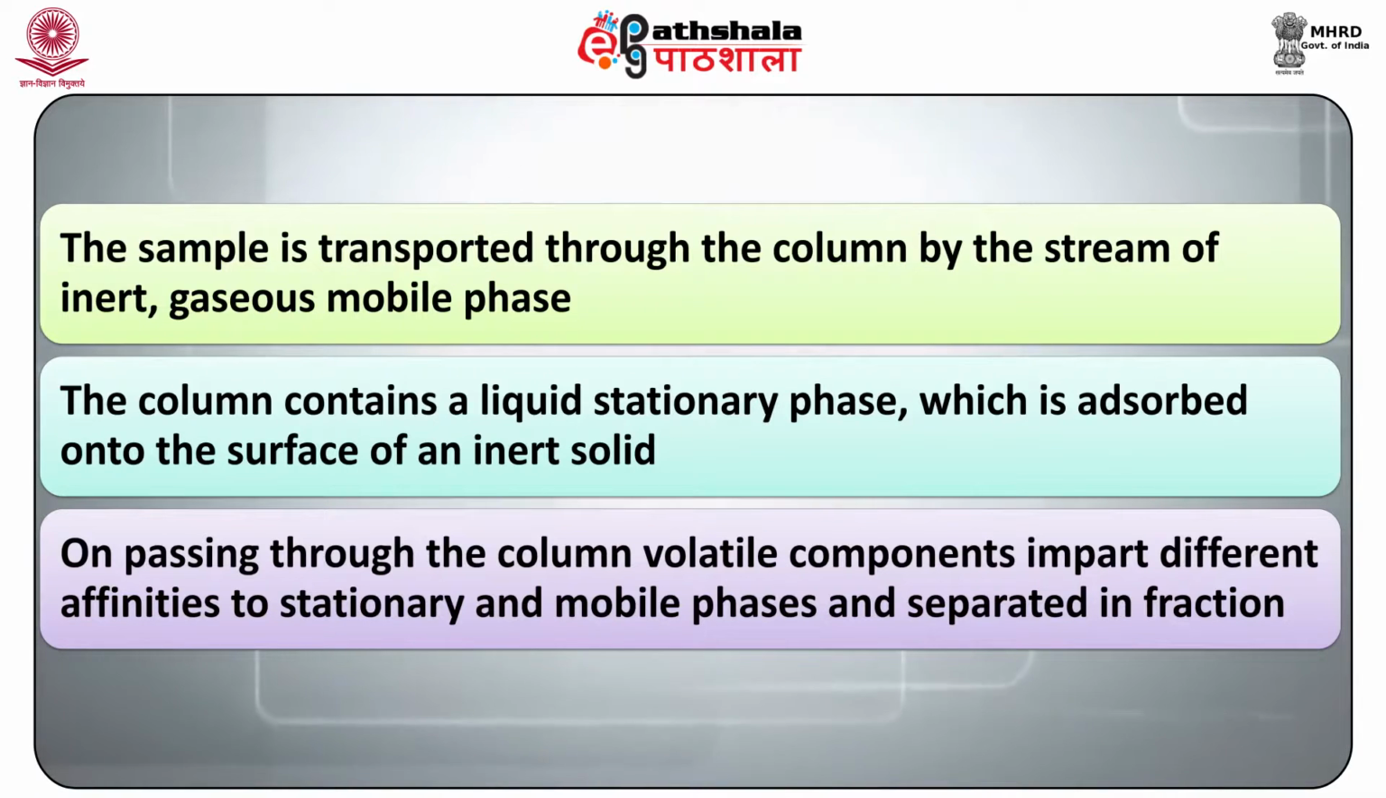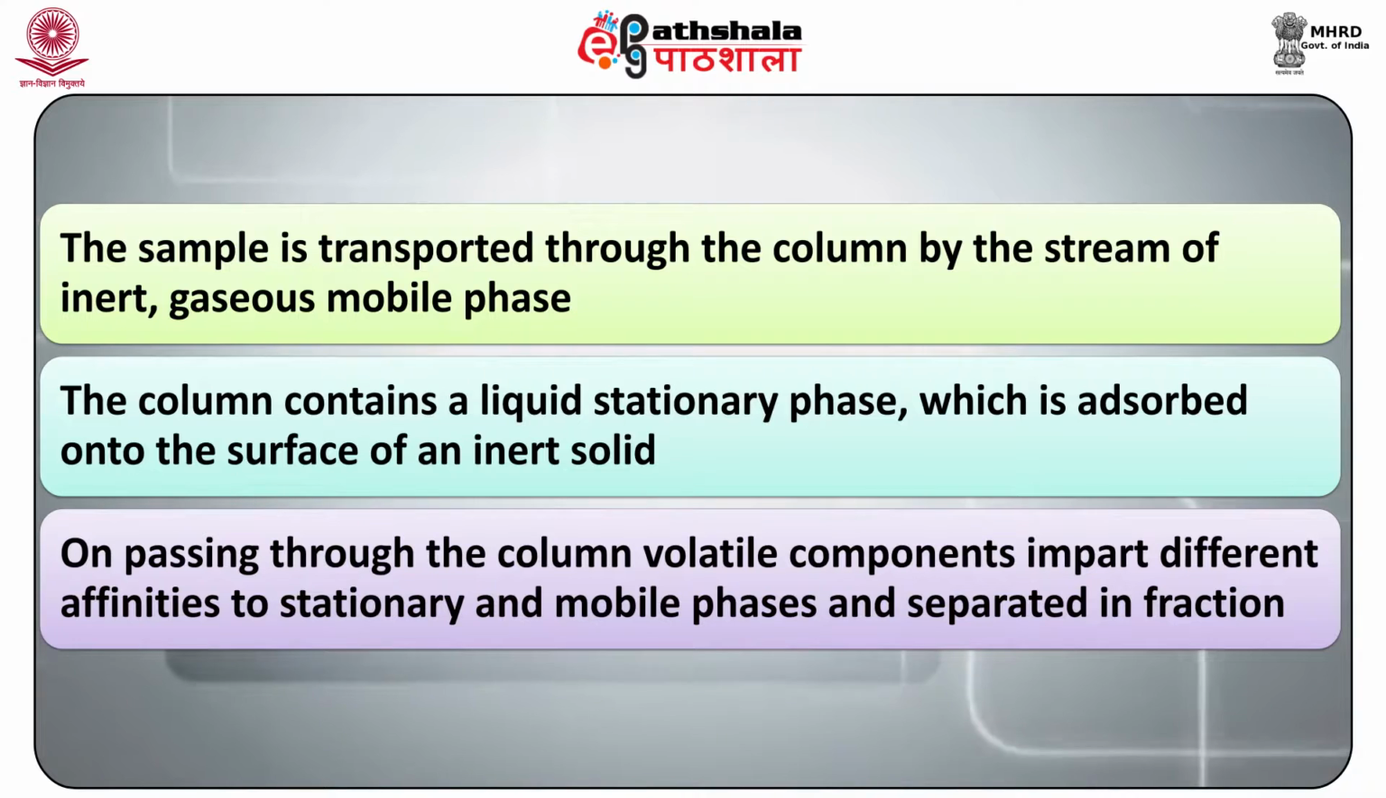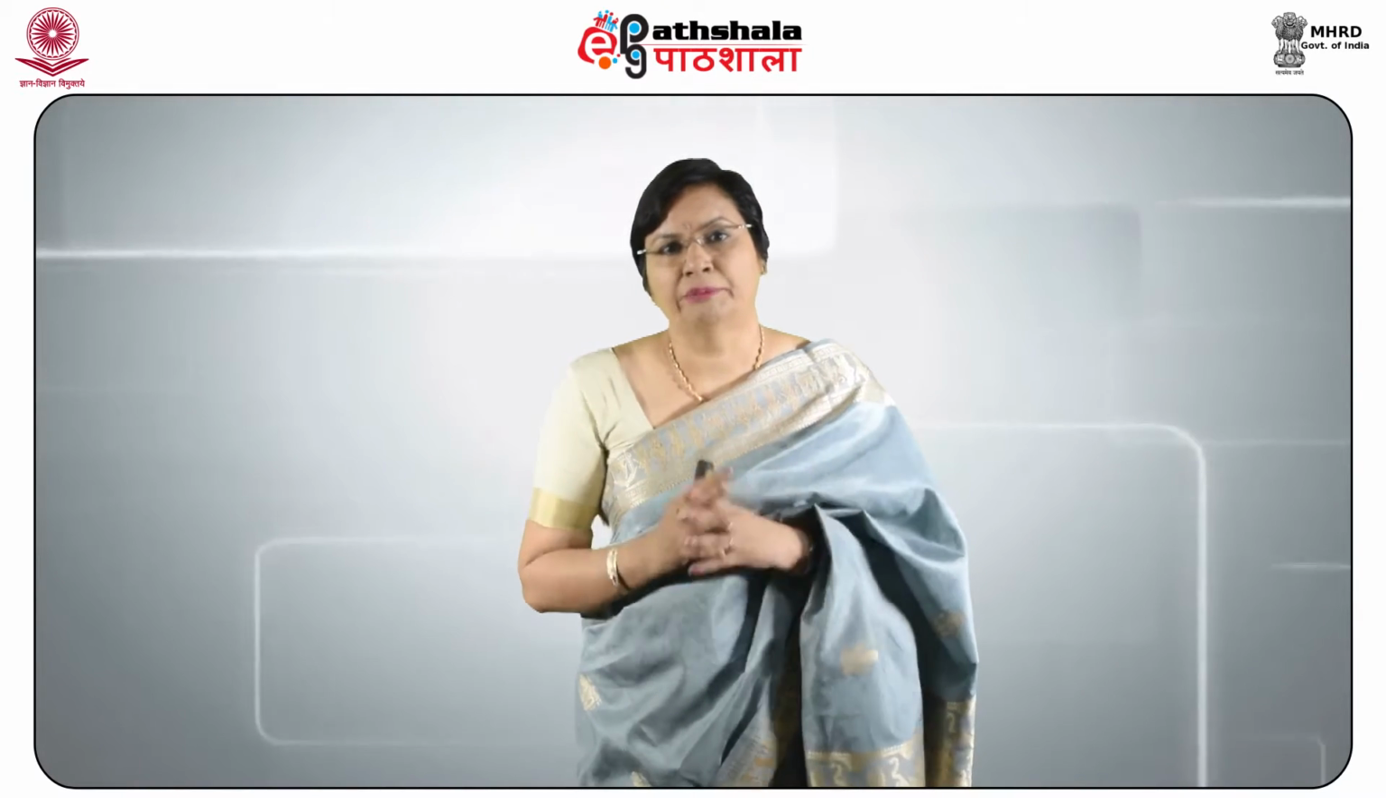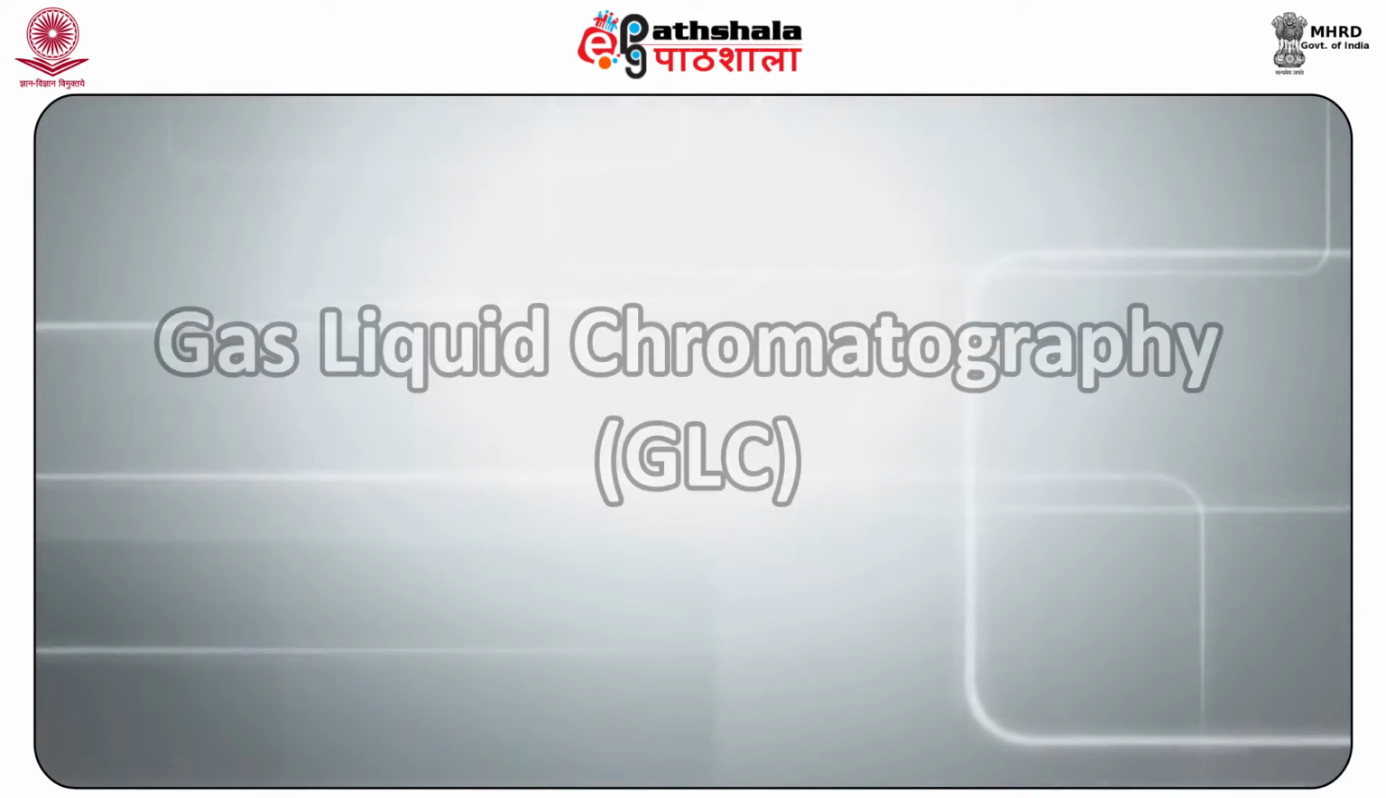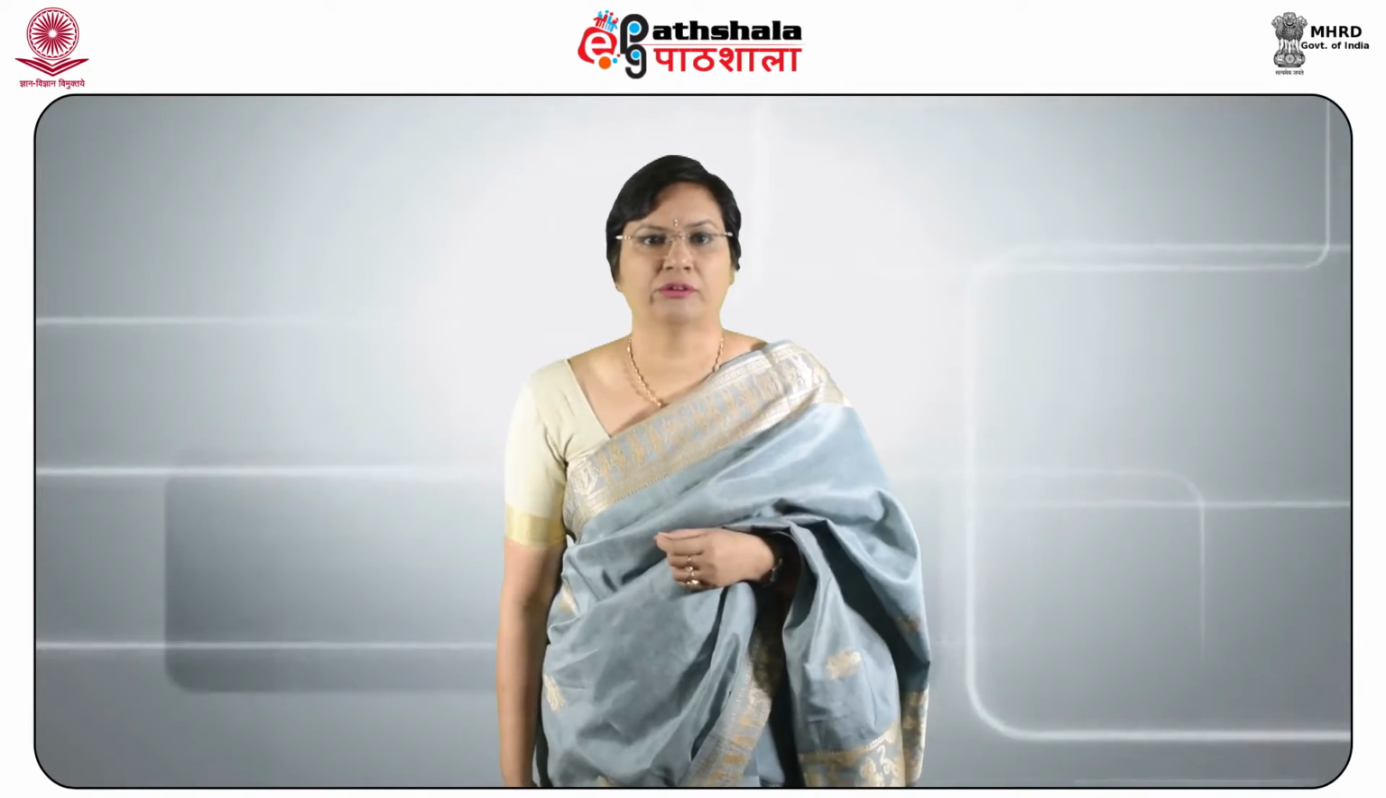The column contains a liquid stationary phase which is adsorbed onto the surface of some inert solid. On passing through the column, volatile components show differential affinities to the stationary and mobile phase, and they are separated into fractions. So, the different fractions will have these different components. There are two types of gas chromatography. One is gas liquid chromatography and the other is gas solid chromatography.